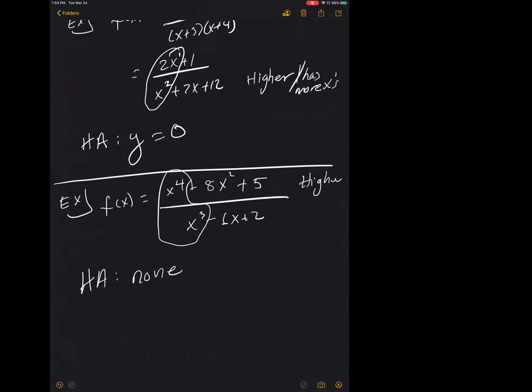Later on, if you do more math, you learn about an oblique asymptote. But that does not happen in this class. The horizontal asymptote is always y is equal to 0.